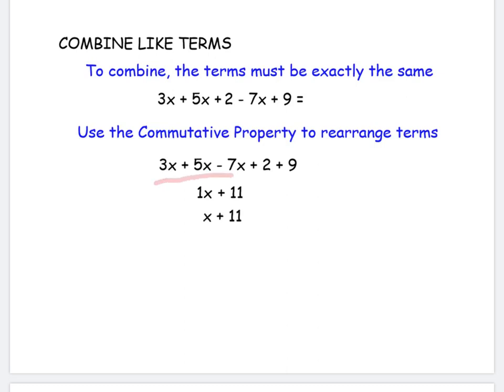And then my other set of like terms would be 2 and 9, because they're just my constant terms, my regular numbers. So I would combine each set. So 3x plus 5x is 8x. And then 8x minus 7x is just 1x, or just x. So then I would replace that with 1x or x. Then the other side, I would combine my like terms. 2 plus 9 is 11, so that simplifies to be 11. So my final expression then would be x plus 11.